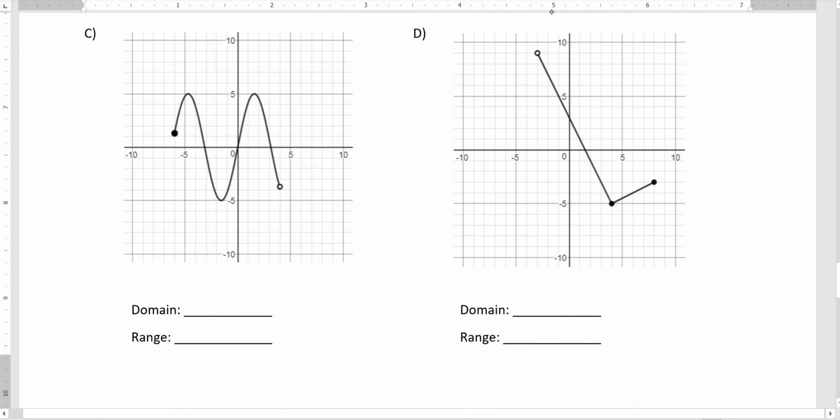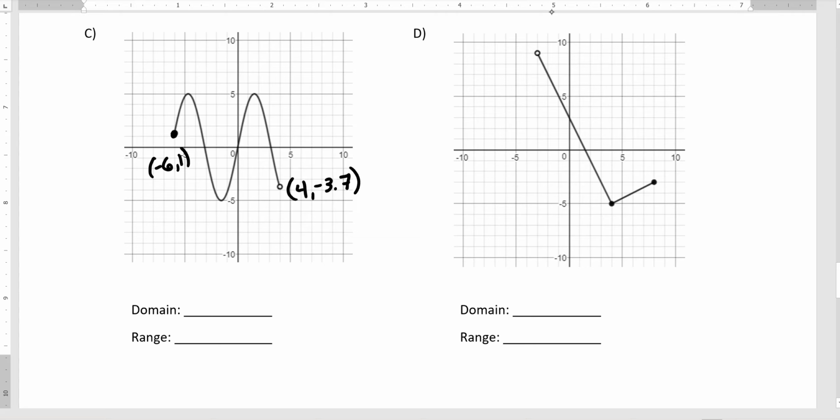Let's look at letter C now. Domain. Well, we have this point here, which looks to be at -6, 1-ish. Then we have this one here, which is at 4, and I don't know what I would call that, maybe -3.7, that'd be my guess. Domain only cares about left to right, and I can tell distinctly this is -6 to 4. Since we have this closed circle here, we're going to have hard bracket -6, and then 4 is going to have a soft bracket.